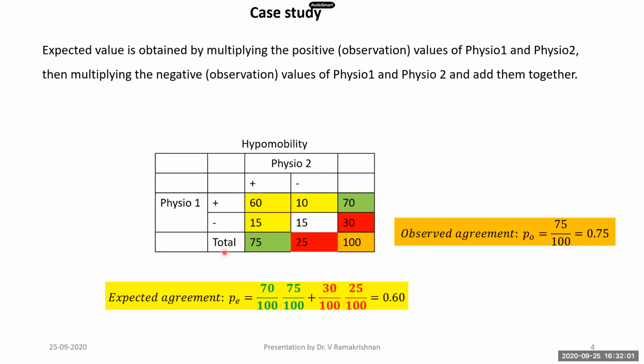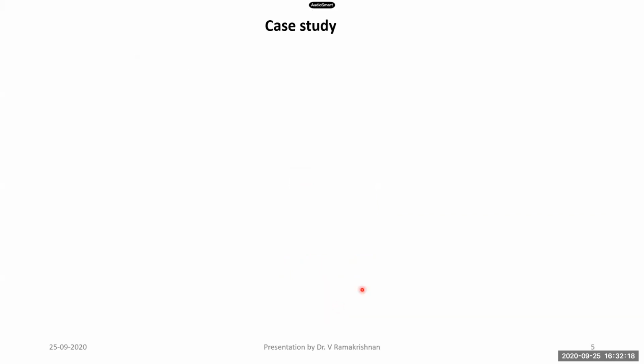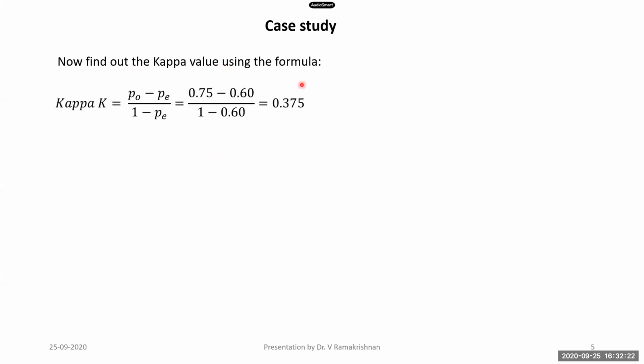Now, see here, expected agreement is, this is positive value for Physio 1, positive value for Physio 2, 70 by 100 and 75 by 100, right? Plus negative for Physio 1 is 30, negative for Physio 2 is 25, 30 by 100 and 25 by 100. We are multiplying, adding them together, and we are getting 0.6. Okay. Now find out the kappa value using the formula.